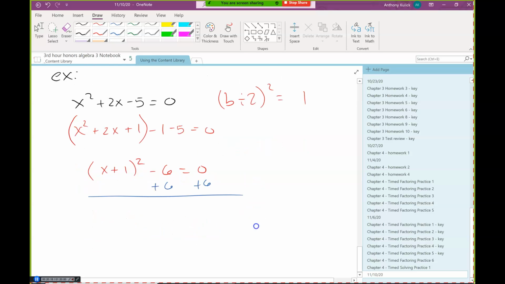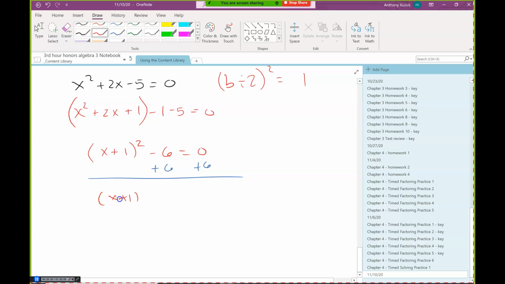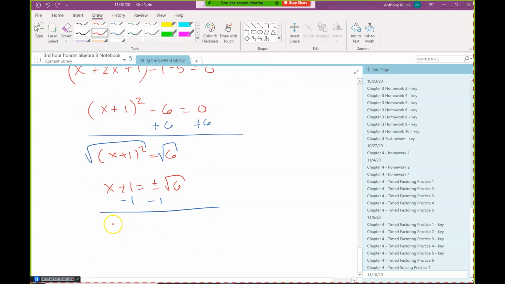Add 6 to both sides, square root both sides. Doing so makes a plus or minus. And the square root of 6 can't be simplified anymore, right? Because 6 is just 2 times 3. So can't do anything. Move the 1 over. So it's just going to be -1 plus or minus the square root of 6.